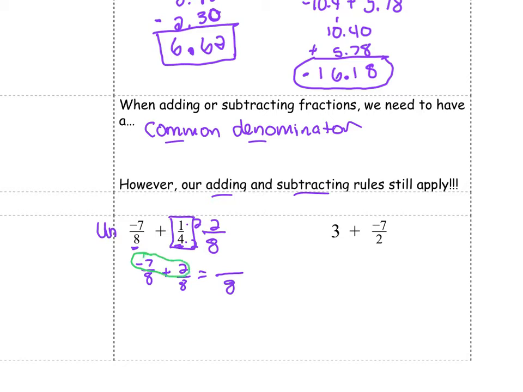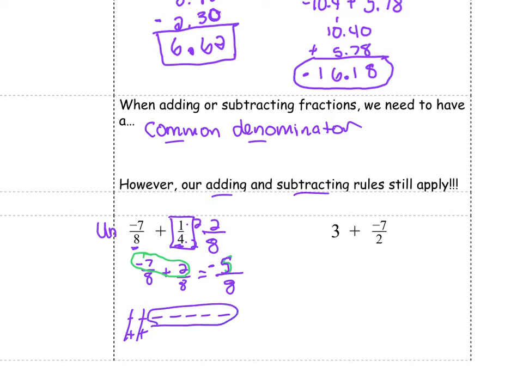Negative 7 plus 2. Unlike signs, we subtract. Oops, I should change that back to purple. Unlike signs, we subtract and take the sign of the greater. There are more negatives, so it's going to be negative. Again, if you need to draw out a picture, it would look like 1, 2, 3, 4, 5, 6, 7 negatives and 2 positives, and opposites attract, so I'm left with negative 5.